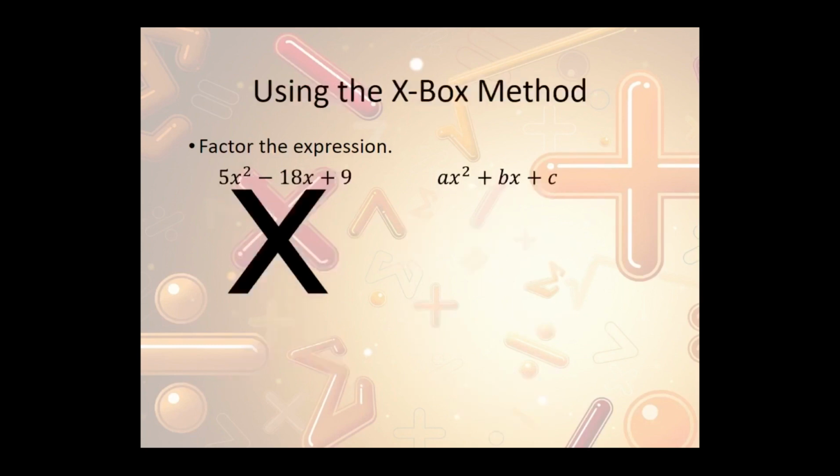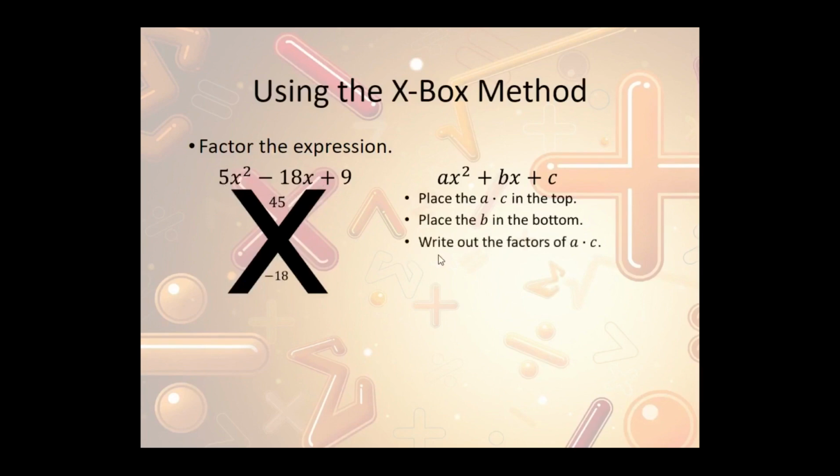Now what if the a value is not 1, like in the previous examples? So in this one, we have 5x squared minus 18x plus 9. Well, we're still going to use the x method, but we have to add a little bit to it later on. And this becomes the x box method. So the way we start is we're going to multiply a times c and put that in the top. So 5 times 9 is 45. And then we put b in the bottom, just like before, so that's negative 18.